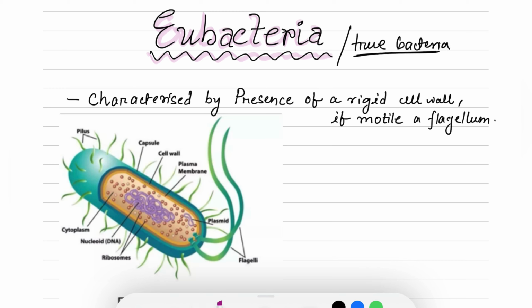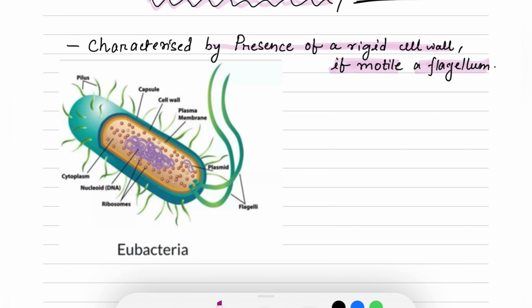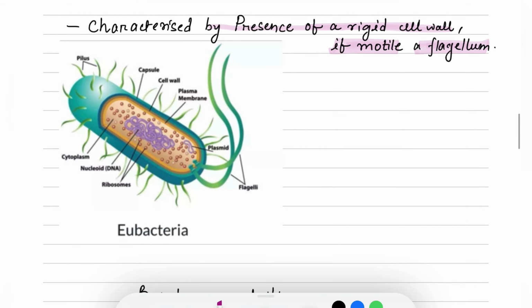Now the Eubacteria are characterized by the presence of a rigid cell wall. If they are motile, means if they can move, they have flagella. What is flagella? See this picture. This is a picture of Eubacteria. These are the flagella. Flagella are thread-like structures that are embedded in the cell wall of the bacteria, which help them to move.